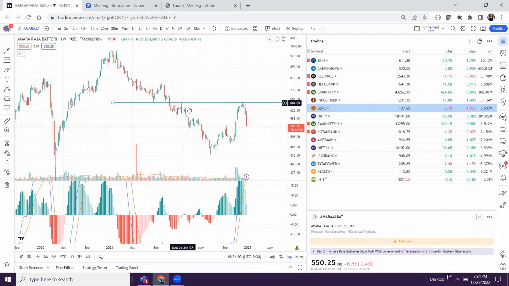And this is the second time price is coming to this point and it is facing rejection. So this is something that is expected and not something that we are not expecting. Now let us see on the daily chart.